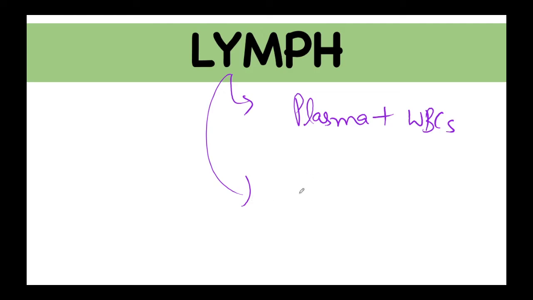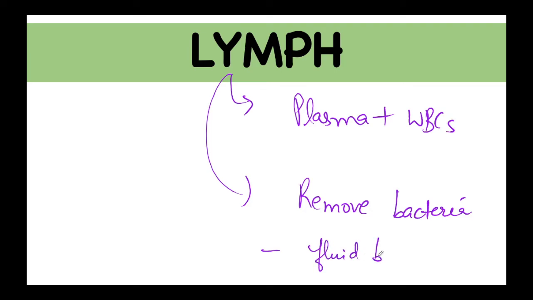Next is lymph. Lymph is a fluid which is made up of plasma and WBCs. So lymph acts to remove bacteria and other particles. It also maintains fluid balance in our body.